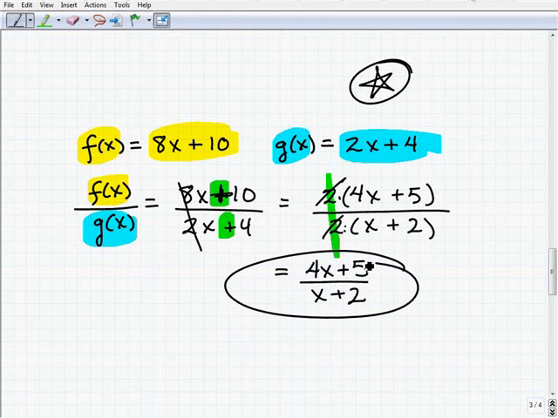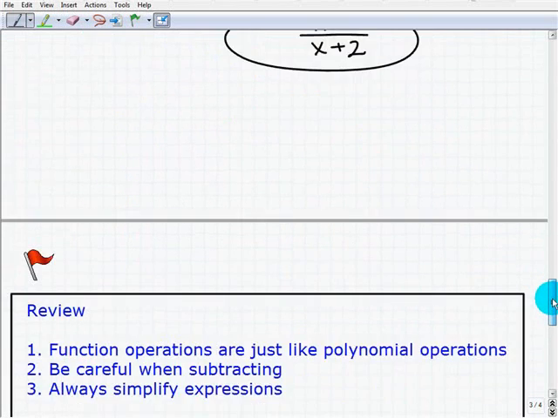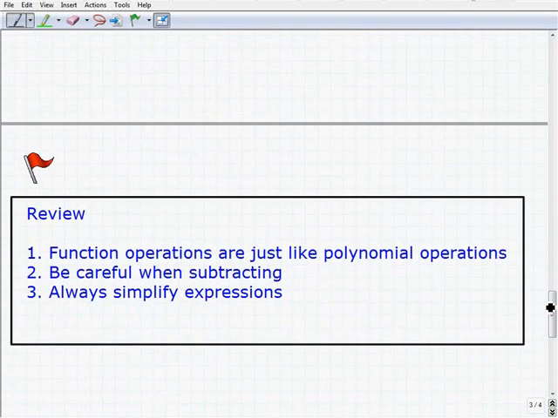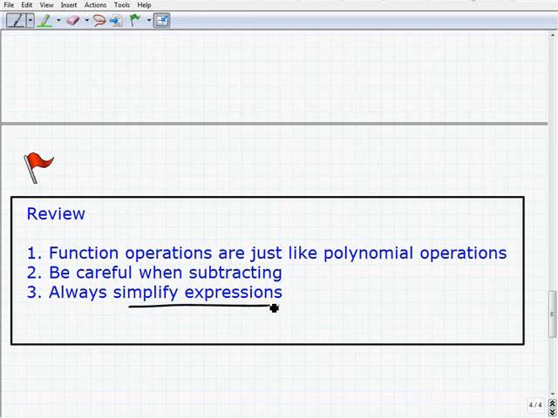So, common error: students know how to set up the problem. They understand where they want to go, or where they think they want to go, but they get tripped up in some of those core skills. All right, so let's wrap this up. In review, function operations are just like polynomial operations. So if you know how to deal with polynomials and polynomial operations, you should be very comfortable doing this. We saw that you need to be very careful when we subtract two functions. And last but not least, you want to make sure you always simplify expressions, which means combining like terms or factoring.